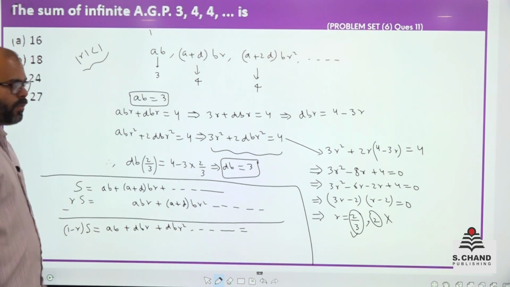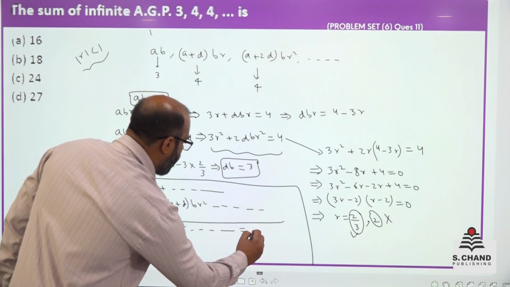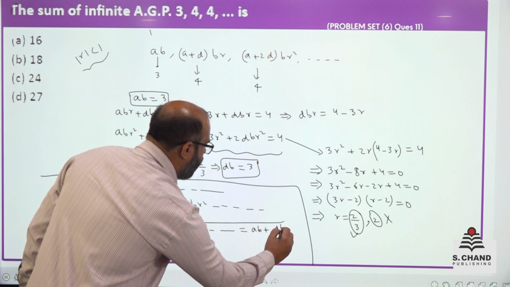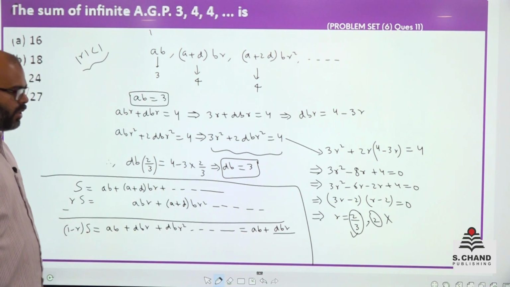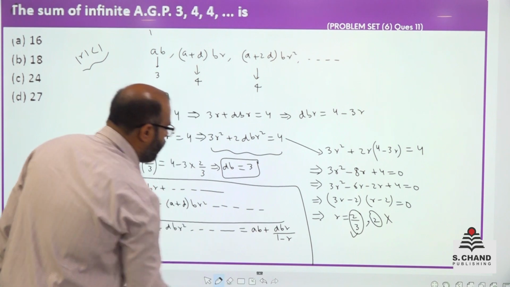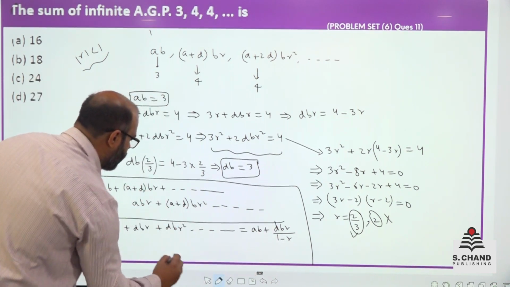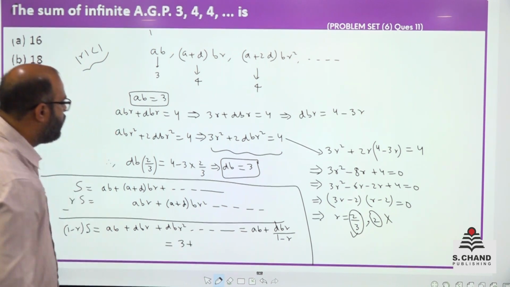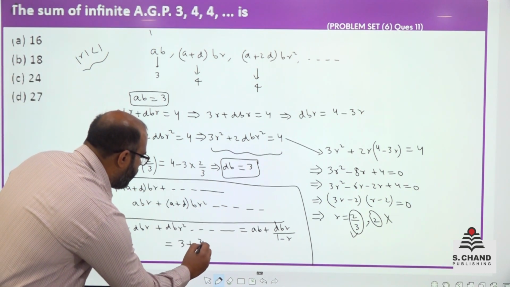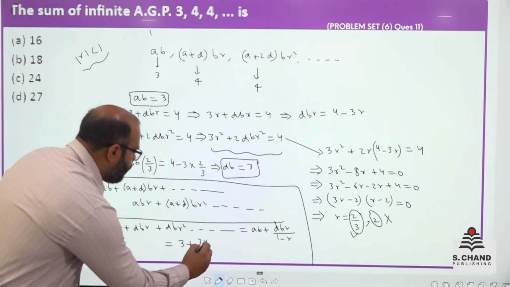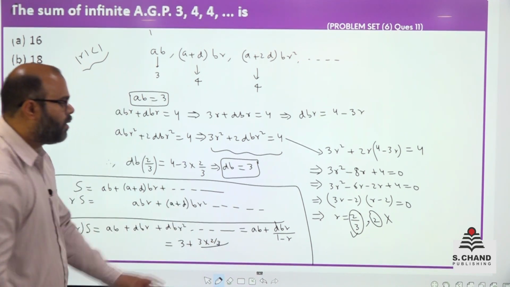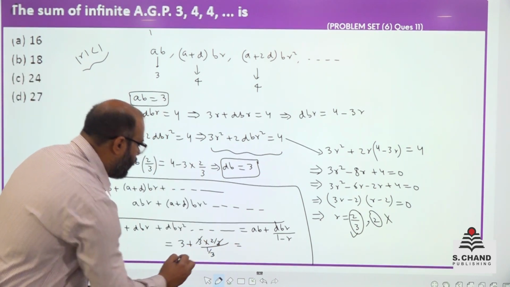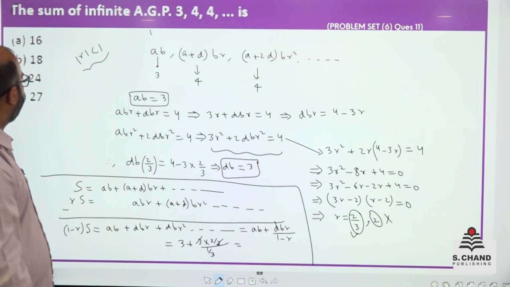When you add them, then ab is separate. All other terms are forming a GP. So dbr upon 1 minus r, sum till infinity. So this is the formula. Now let us put the values. ab, that is 3. db, that is again 3, into r, that is 2 by 3, upon 1 minus r, 1 minus 2 by 3 is 1 by 3. So you are getting like this. So 6 plus 3, 9.